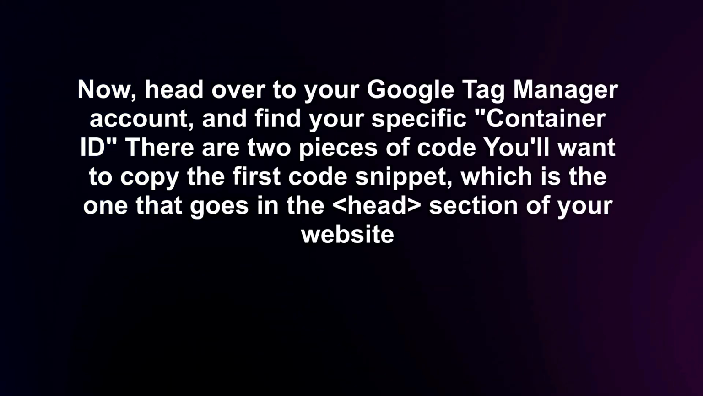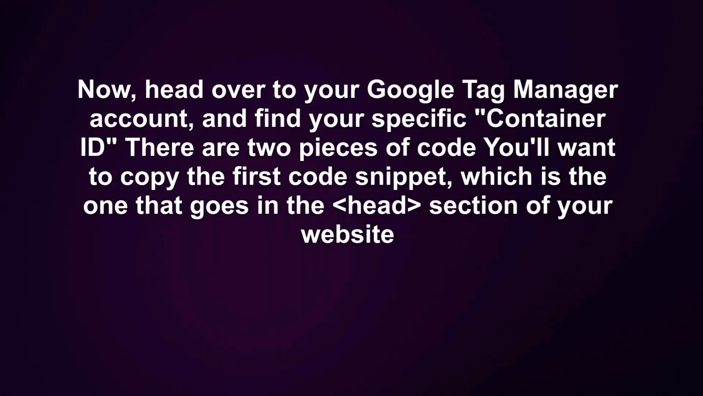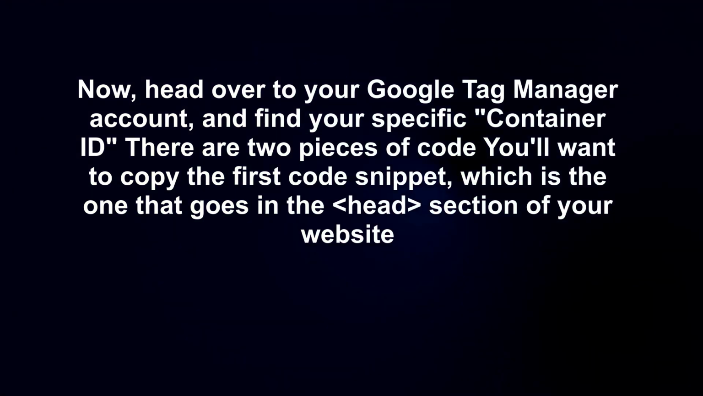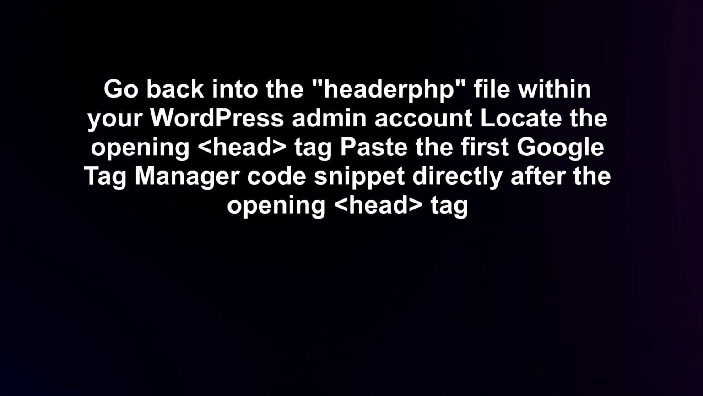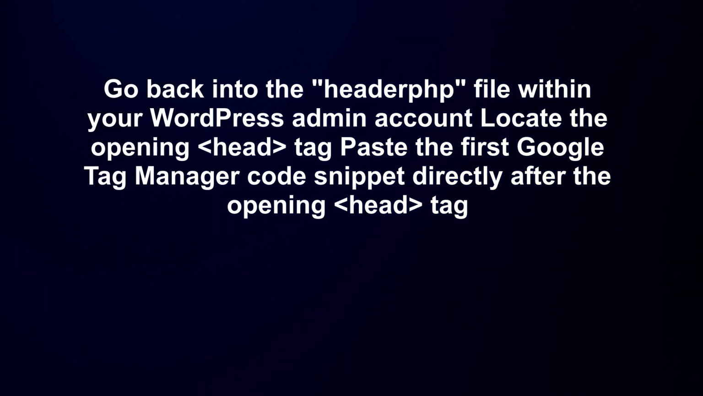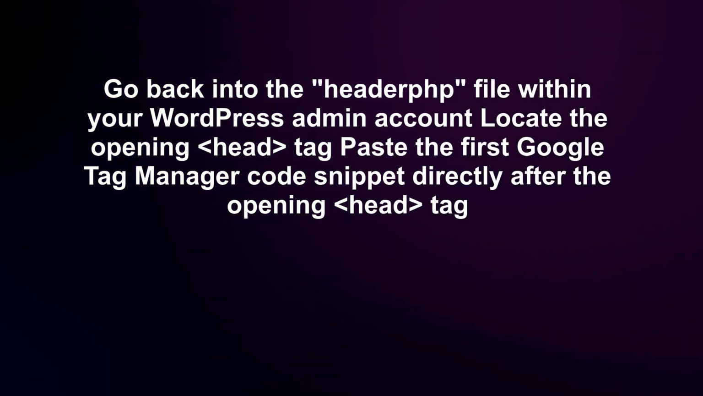Now, head over to your Google Tag Manager account and find your specific container ID. There are two pieces of code. You'll want to copy the first code snippet, which is the one that goes in the head section of your website. Go back into the header file within your WordPress admin account. Locate the opening head tag. Paste the first Google Tag Manager code snippet directly after the opening head tag.